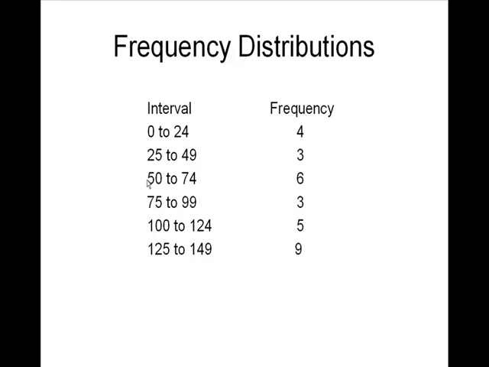The first interval is going to go from 0 to 24, and if I look at my data, I see that 4 different data points fit in that interval. The next interval is going to go from 25 to 49, and I see 3 of the data points fit in there. From 50 to 74, 6 of the data points fit, and from 75 to 99, 3 data points fit. 100 to 124, 5 data points fit, and from 125 to 149, we just squeak in with that highest one, 9 different data points fit into that.